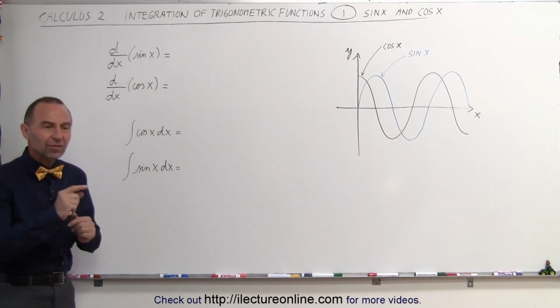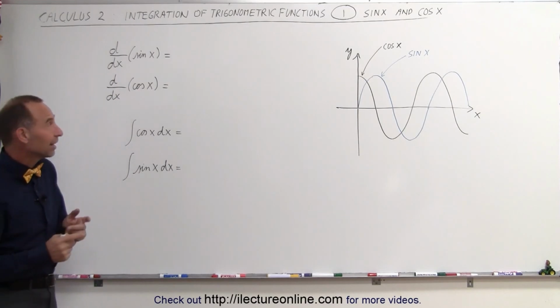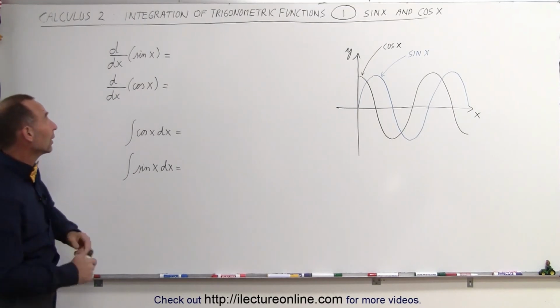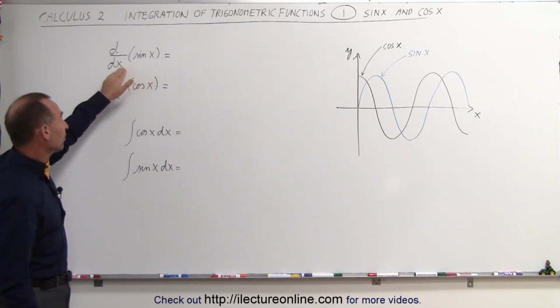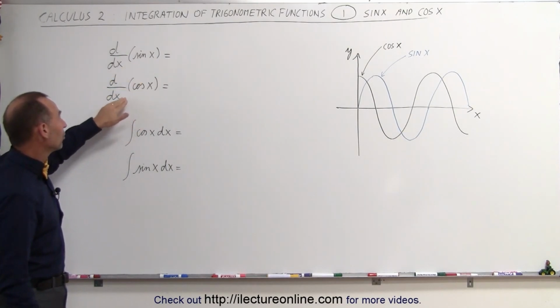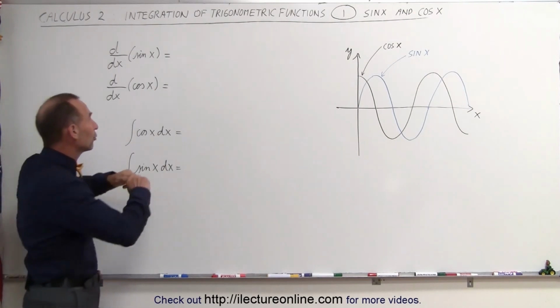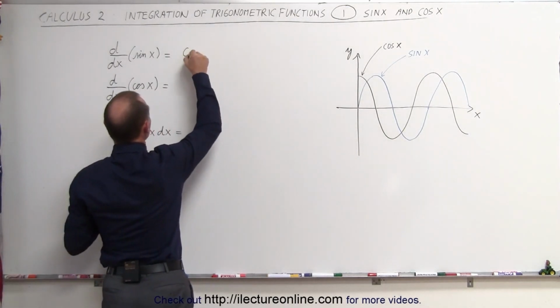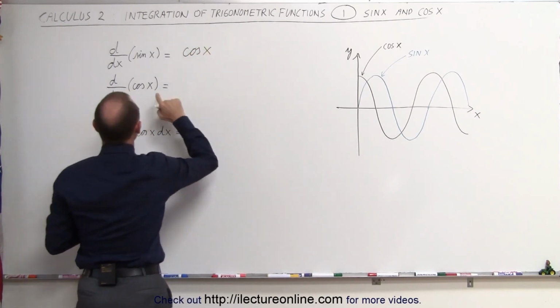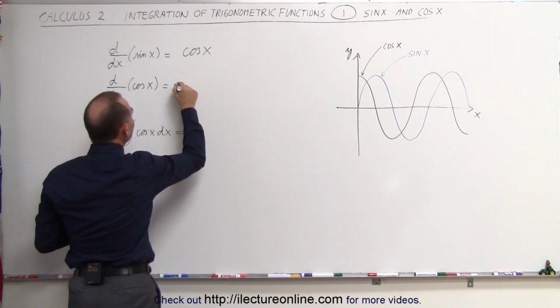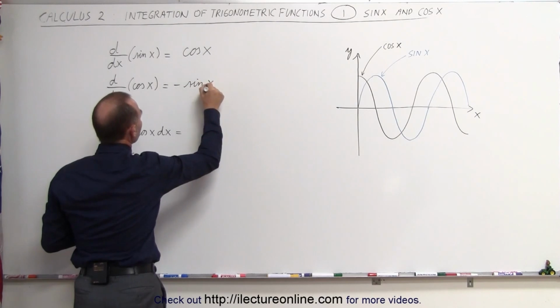Since integration is the reverse of differentiation, let's first go back to something we're familiar with. What is the derivative with respect to x of the sine of x, and what is the derivative of cosine of x with respect to x? Well, the derivative of the sine of x is equal to the cosine of x, and the derivative of the cosine of x is equal to the negative sine of x.